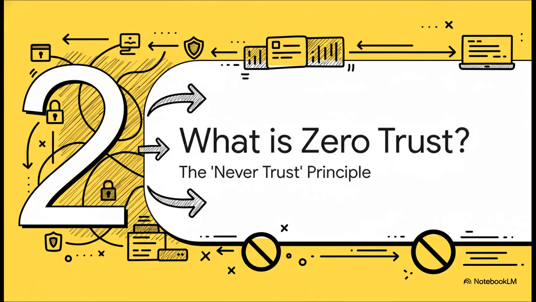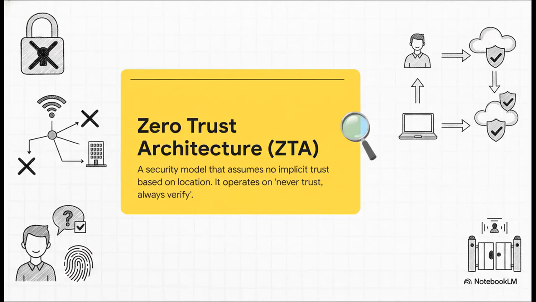Okay, so if the old way is broken, what's the new philosophy? Let's get into what Zero Trust actually means. This whole idea goes back to 2010 from a guy named John Kindervag. And he basically flipped the entire security model on its head. He said, wait a minute, trust itself is the vulnerability. Being on the office network or at a Starbucks, it doesn't matter. Your location doesn't mean you're safe.